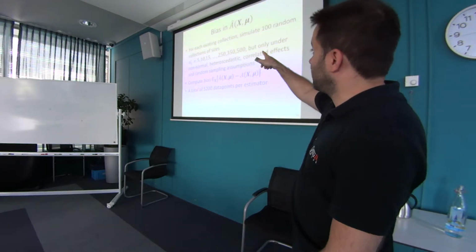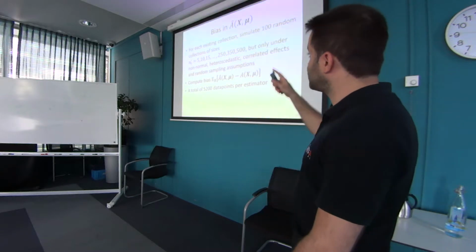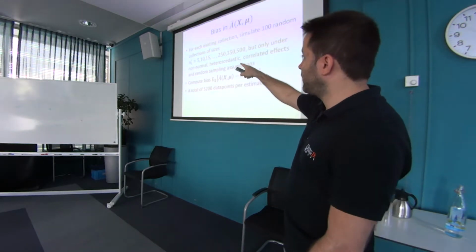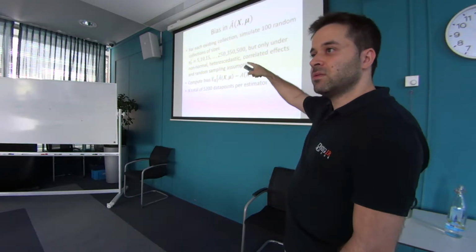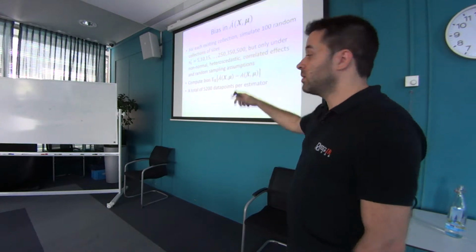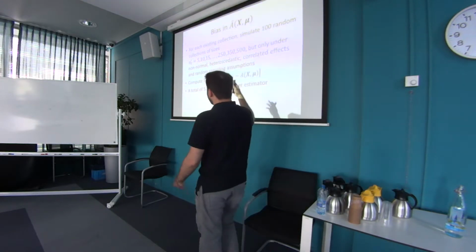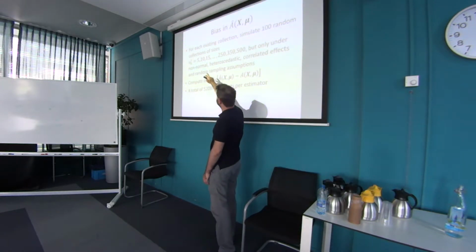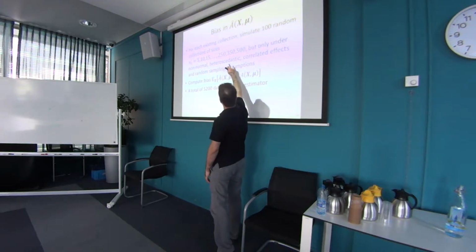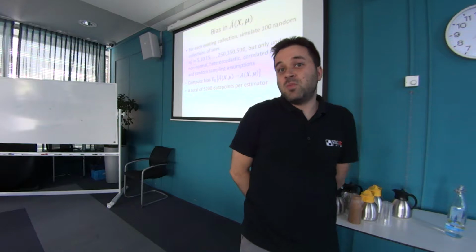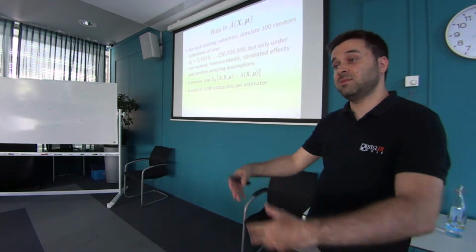So for each existing collection of those that we had, let's simulate 100 different collections of different sizes, of 5, 10, 15 topics, up to 500. But only under the assumptions that we are supposed to have: non-normal distributions, different variances, correlated effects, and random sampling. This is what we are supposed to have in information retrieval. So let's simulate from it.